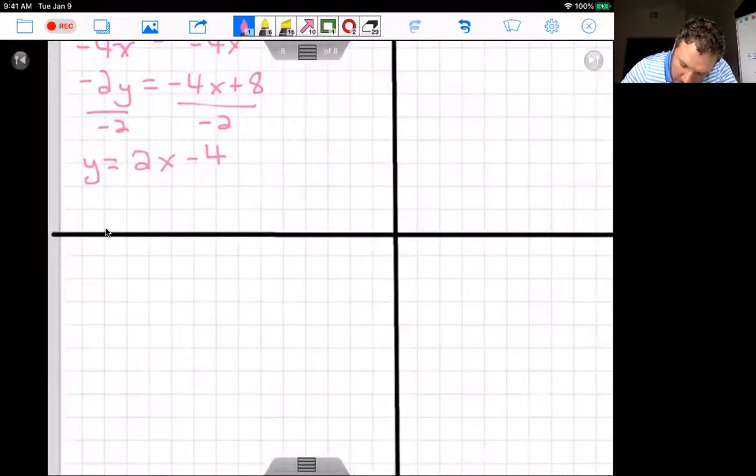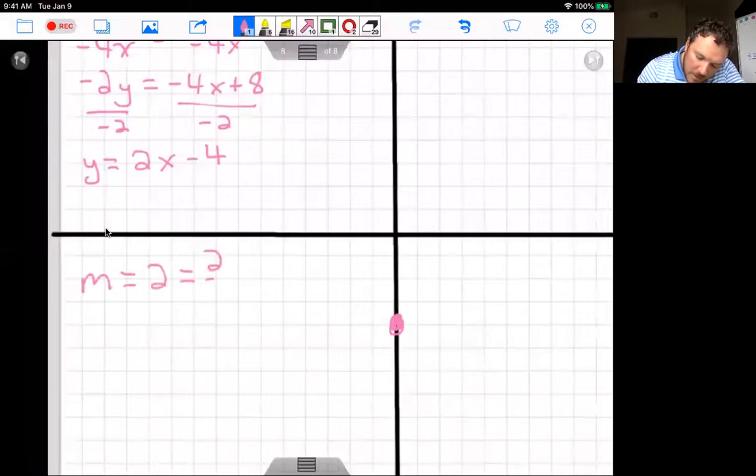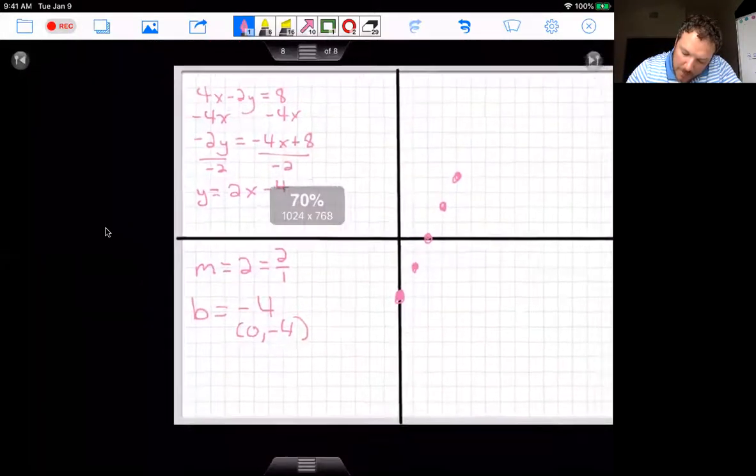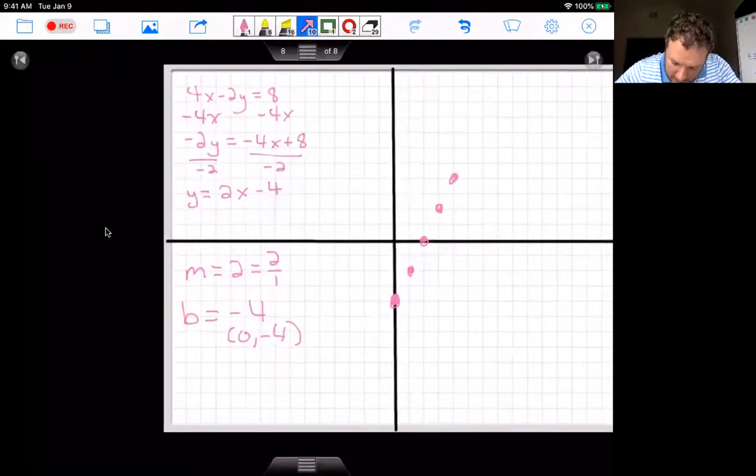1, 2, 3, 4. And I have a positive slope, so it's going to be going up from left to right. Right? M is 2, 2 over 1. B is -4, 0, -4. So I'm up 2, right 1, up 2, right 1, up 2, right 1. And I have my line.